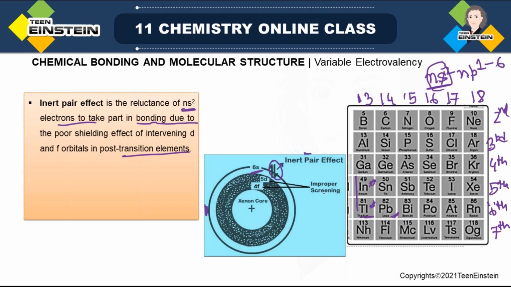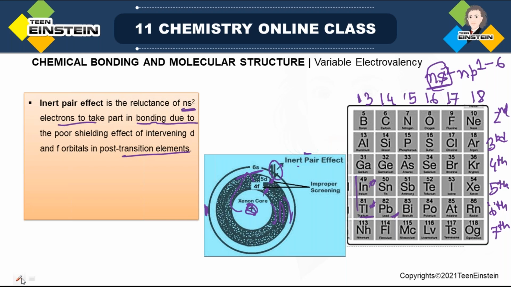But remember, if you consider the inner electrons, 5d is already there. That is, 5d and 4f are already present. So suppose this is 4f and this is 5d. But as we know, their screening property is very poor. As a result, the nucleus will directly attract this 6s paired electron, and you cannot break this pair very easily.